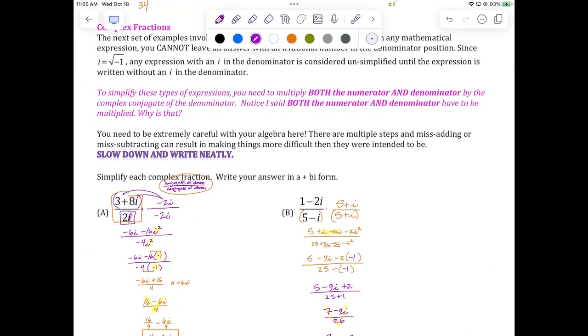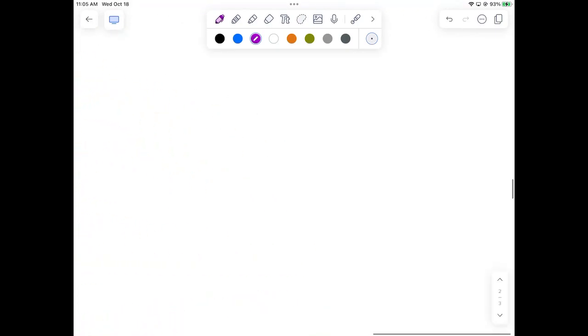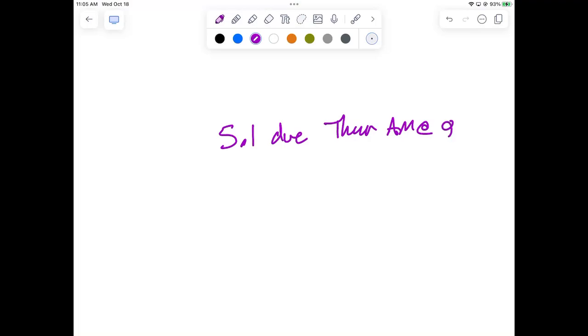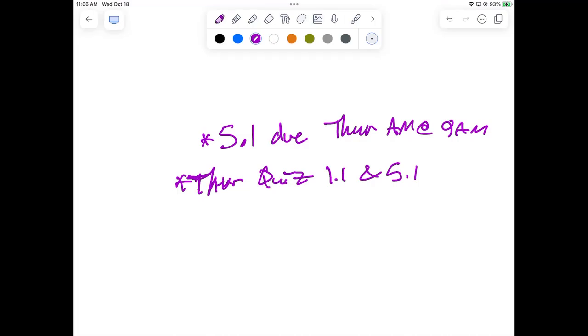The time that we have left is yours to work on your homework for 5.1, okay? 5.1 homework. Tomorrow we're going to quiz. 5.1 is due on Thursday a.m. at 9 a.m., okay? And then Thursday, which is tomorrow, we're going to quiz 1.1 and 5.1, okay? And then Friday is dance day.